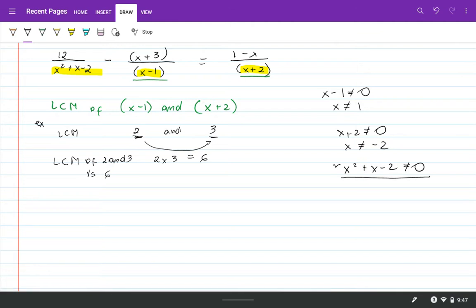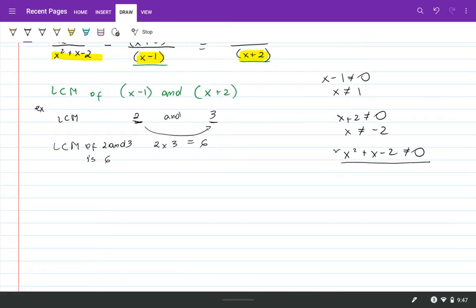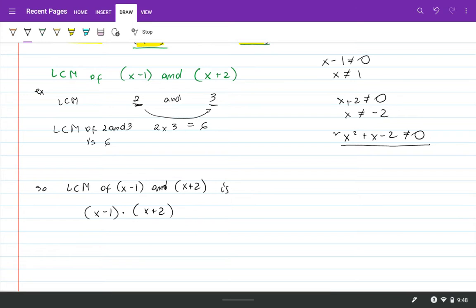So in this case, the lowest common multiple of x minus 1 and x plus 2, I have to find the product of those two expressions. So the LCM of x minus 1 and x plus 2 is the product, x minus 1 times x plus 2. Okay, so this is our LCM.